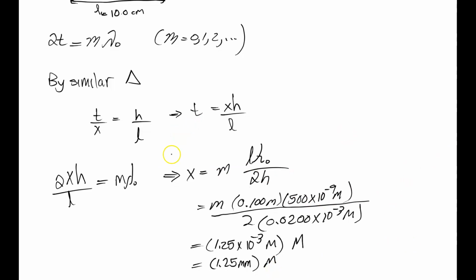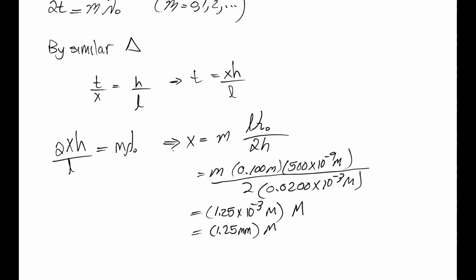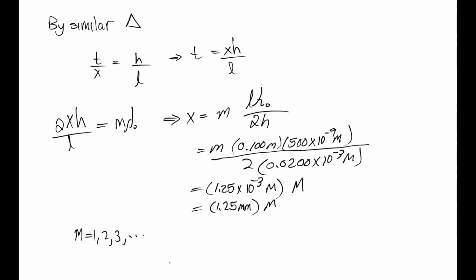And the successive dark fringes that correspond to m equals 1, 2, 3, and so on will be spaced 1.25 millimeters apart. For m equals 0, we get x equals 0, which is where the two slides touch at the left hand side of the figure above. Hence, there is a dark fringe at the line of contact.